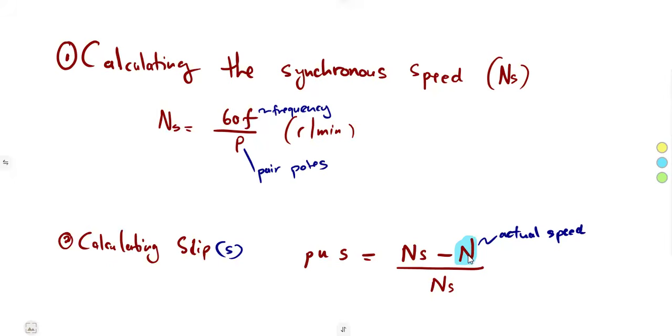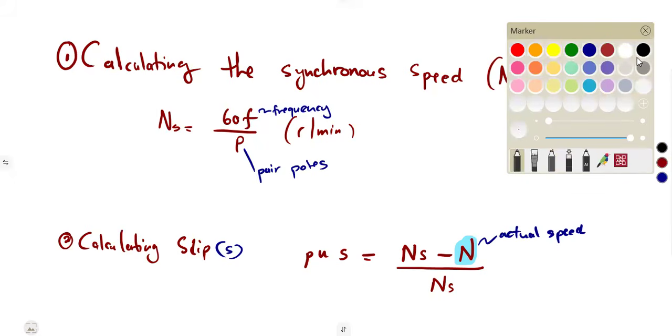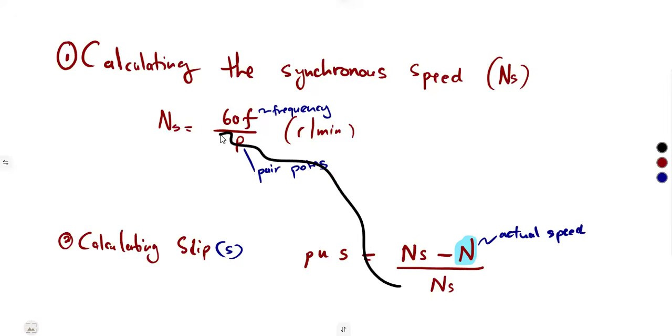So we are going to talk about this N, all right? But the NS, the synchronous speed, guys, will be affected by the frequency and the poles. Those are the two things which can affect our synchronous speed.